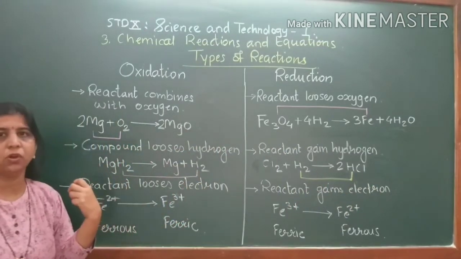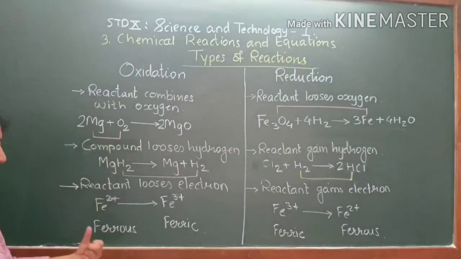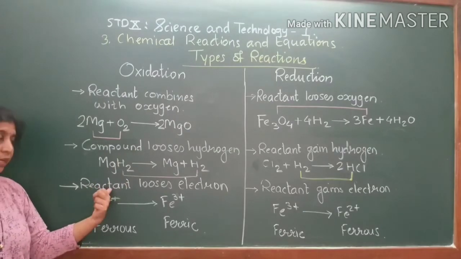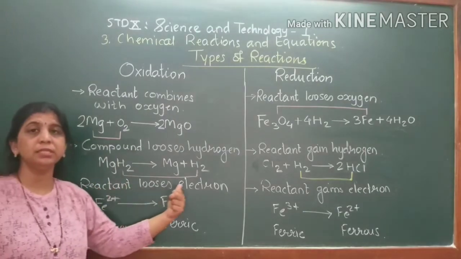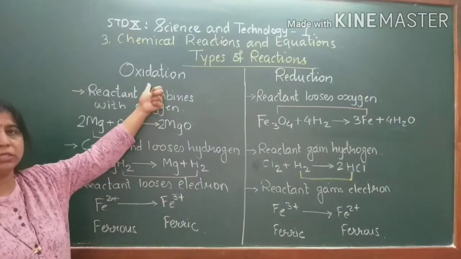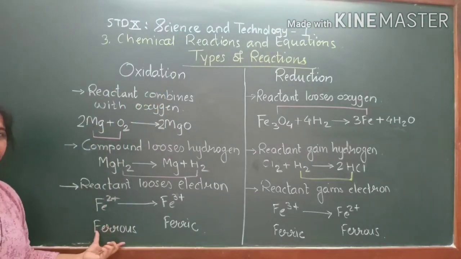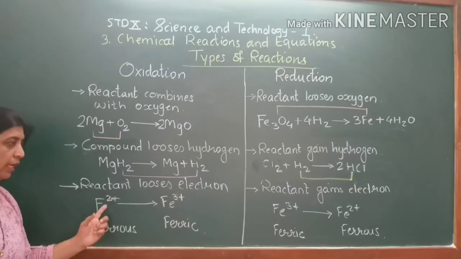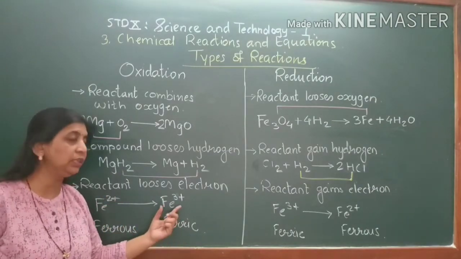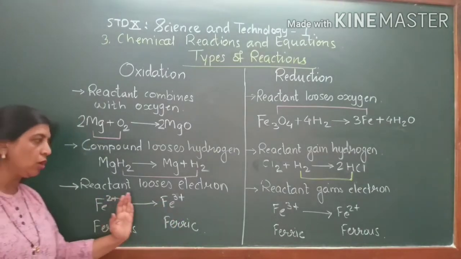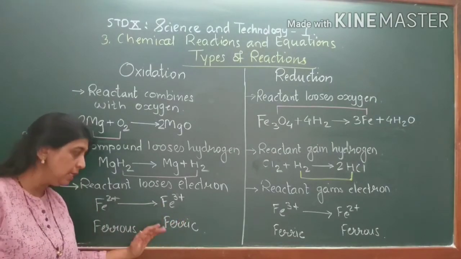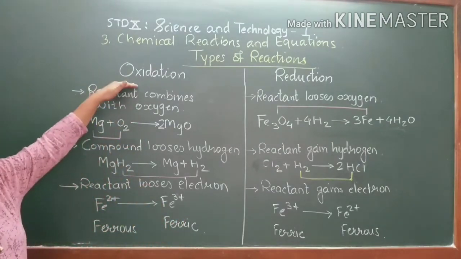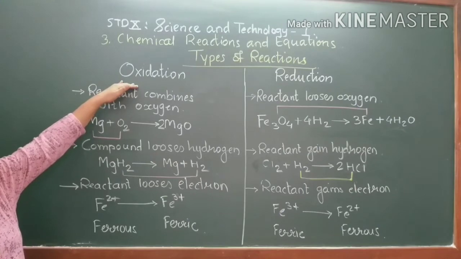The third definition of the same reactions: a reaction in which the reactant loses an electron is also called an oxidation reaction. You will see ferrous ion, Fe2 plus. When it loses one electron, it forms ferric ion, Fe3 plus. As loss of electron happens here, this type of reaction is also called an oxidation reaction.